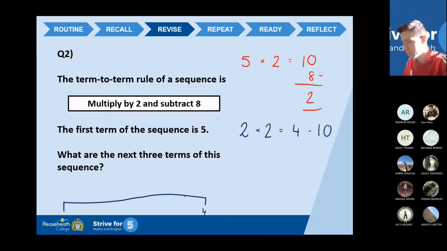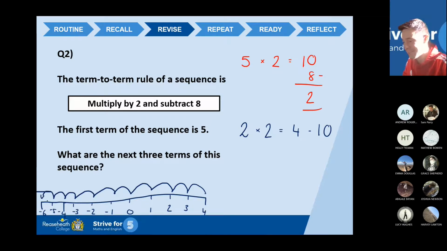So there's 4, 3, 2, 1, 0, minus 1, minus 2, minus 3, minus 4, minus 5, minus 6. Okay, so we're starting on 4. We're taking away 10: 1, 2, 3, 4, 5, 6, 7, 8, 9, 10. Right at the end, minus 6. So 4 take away 10 is minus 6.